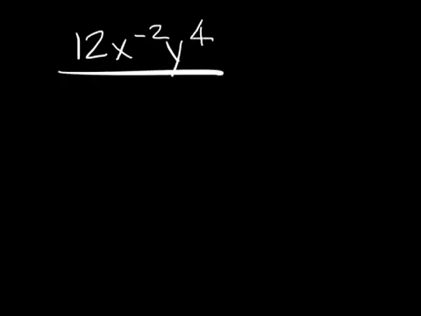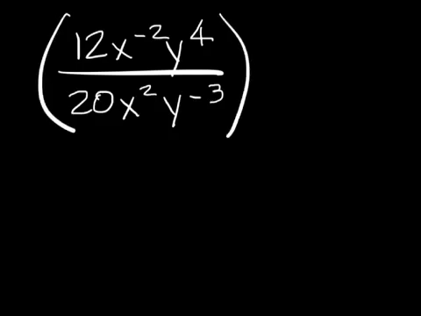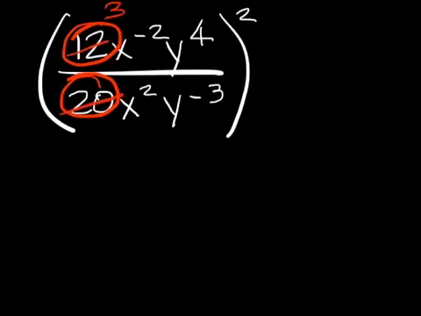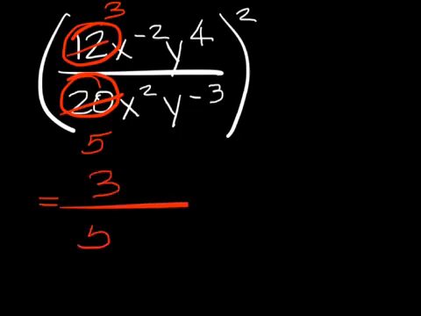Example problem: 12x to the negative 2 power y to the 4th over 20x to the 2nd y to the negative 3rd. Everything in this case will be to the 2nd power. Step 1 is to reduce 12 over 20. 4 goes into 12 3 times and into 20 5 times. We will start with 3 over 5.